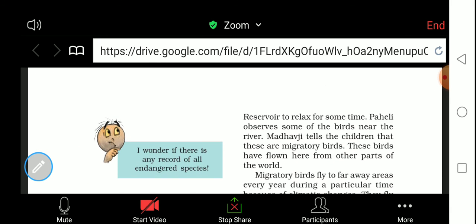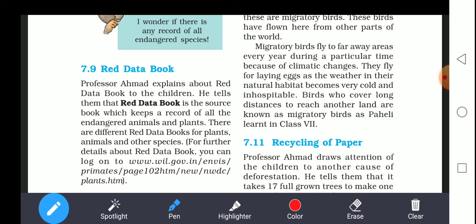So from this we learned about the national park, how the tigers are kept, how the animals are kept in this Satpura reserve, national park, we can say. So next we'll learn about the Red Data Book. What is the Red Data Book and how is it formed and how is it organized? We'll learn in the next chapter. Thank you.